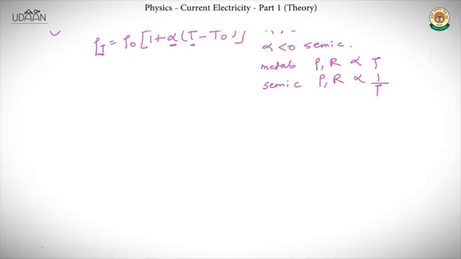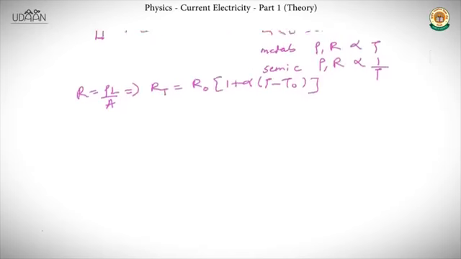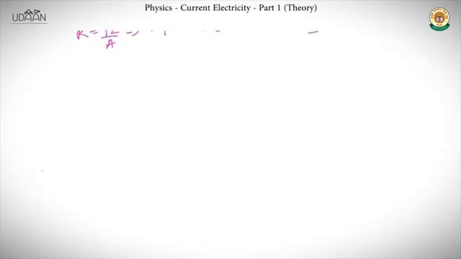This is very important. So I can write the resistance as rho L by A. If I substitute, I will get R_T is equal to R naught into 1 plus alpha (T minus T naught), again where alpha is positive for metals and negative for semiconductors. So now we will see the series and parallel combinations of resistances.